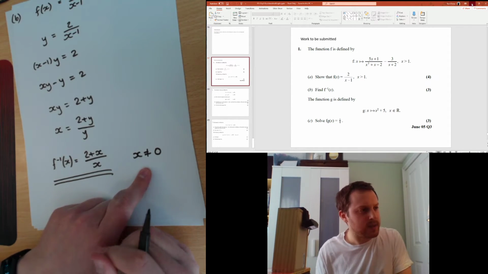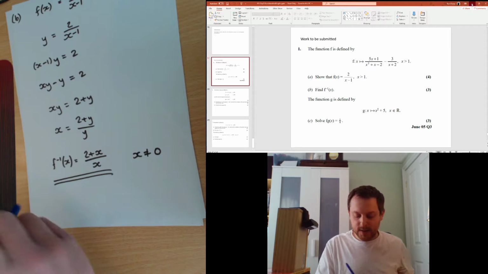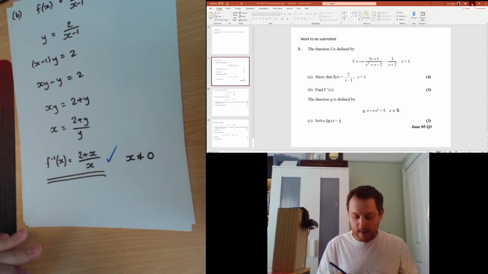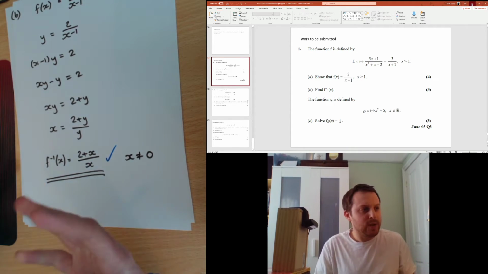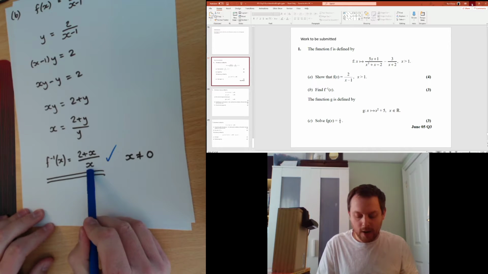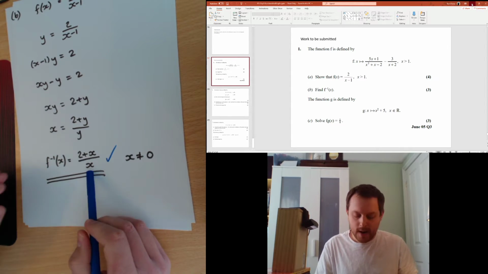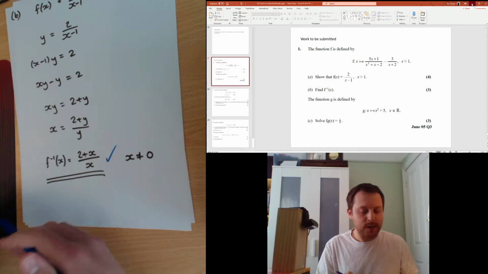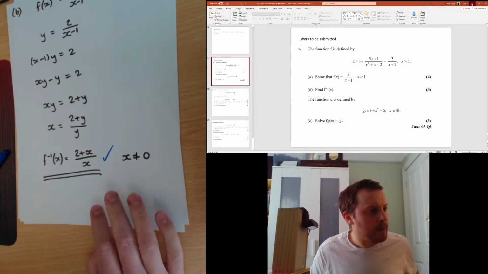I don't think that's in the mark scheme. I think that this is enough to write. But you should always be on the lookout for issues, right? So I can't actually have f inverse of 0 because I can't divide by 0. So that's part B.